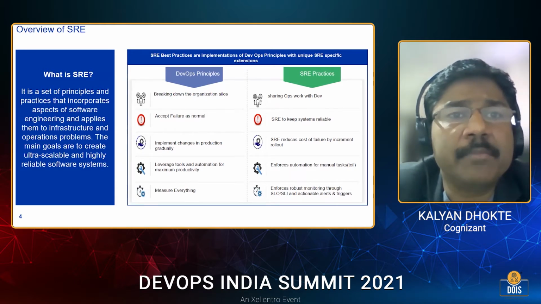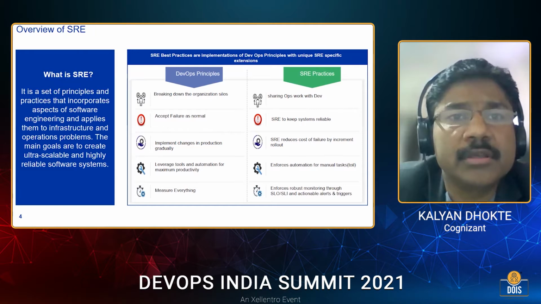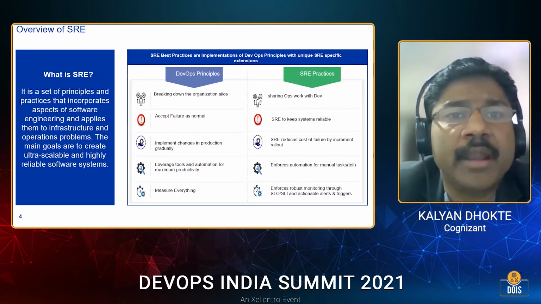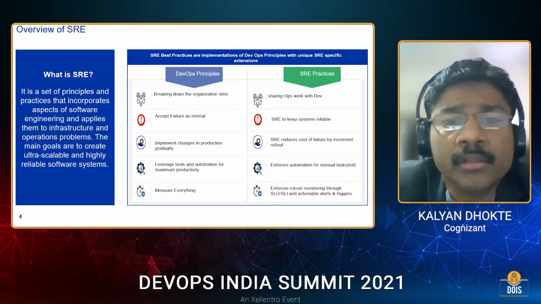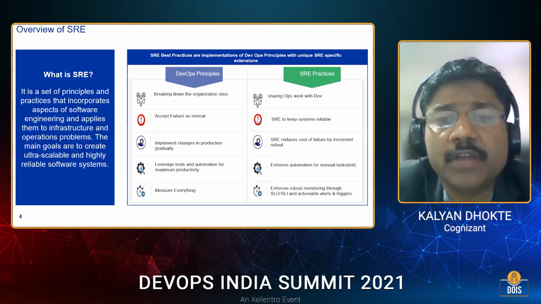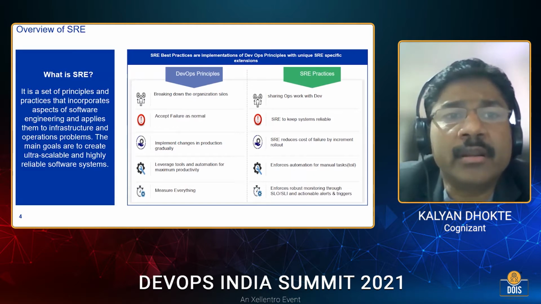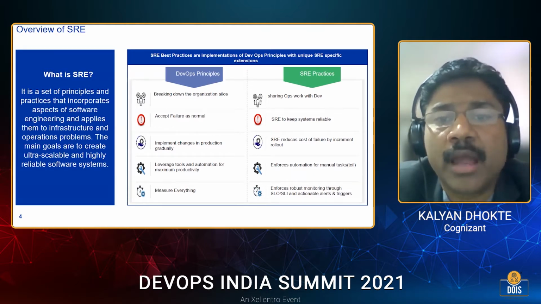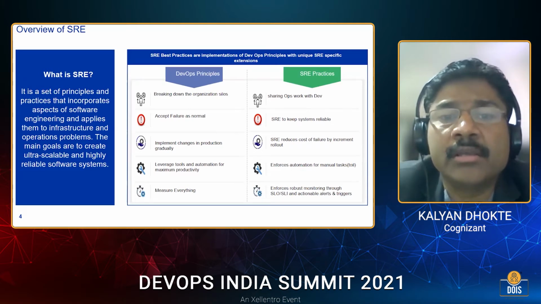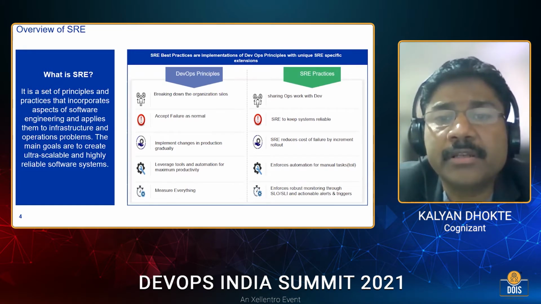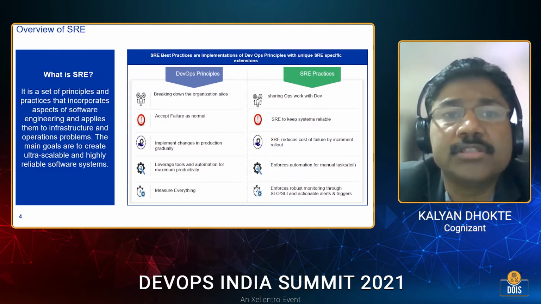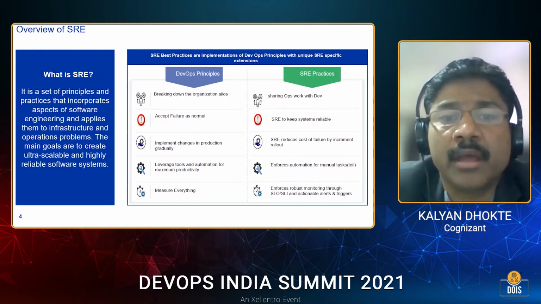The SRE best practices are an implementation of DevOps principles with unique SRE-specific extensions. If you look at DevOps principles and SRE practices side by side, the first is to reduce the conflict between dev and ops by breaking down organizational silos. SRE breaks down the silos by integrating dev and ops best practices and sharing ops work with dev. The second principle is to accept failure as normal and work towards reducing MTTF and MTTR. So SRE brings in SLOs and error budgets that encourage both dev and ops to keep the system reliable. That's very important, to keep the system reliable.